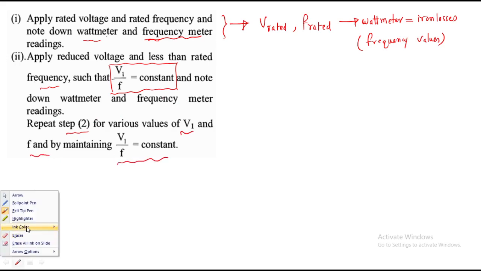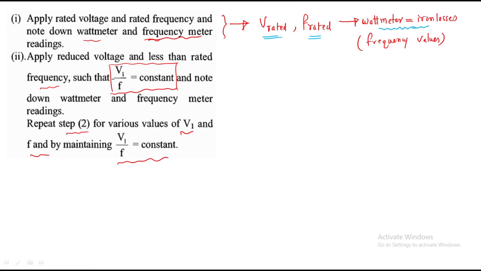F constant. So first we have to conduct the test at rated voltage and rated frequency, and note the wattmeter readings. Those are nothing but iron losses, and from the frequency meter you have to read the frequency values. Then at a later stage, repeat the step with a voltage less than rated voltage and a frequency less than F rated, right? Previously V equals V rated, F equals F rated. Now in the second case, we have to take the readings when we provide a supply voltage less than rated voltage, and likewise a frequency less than rated frequency.